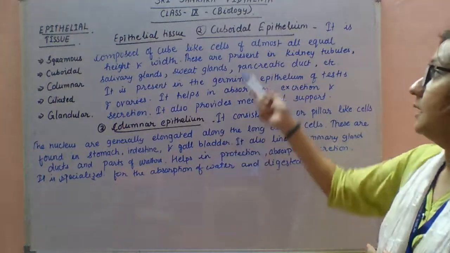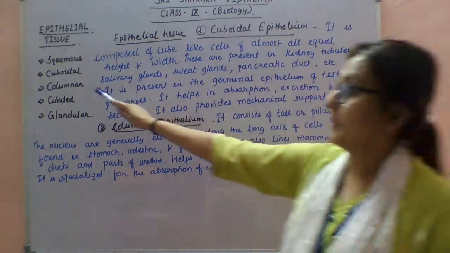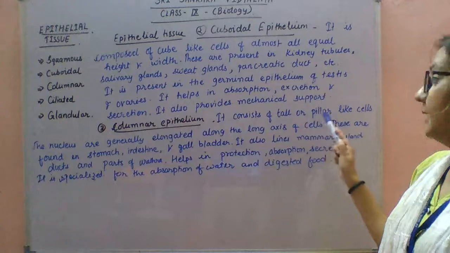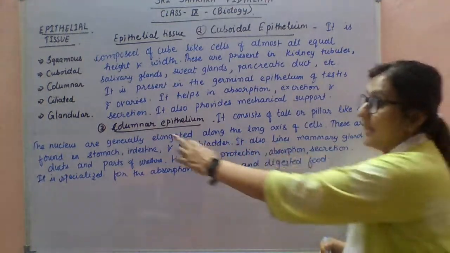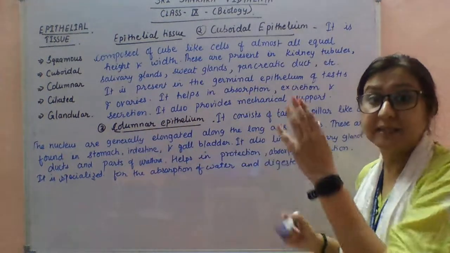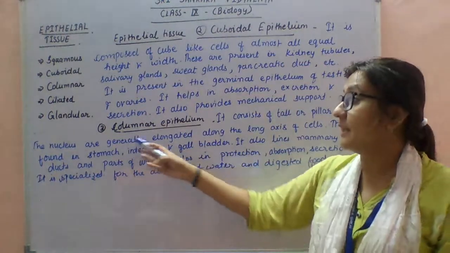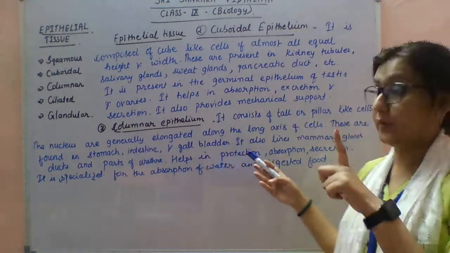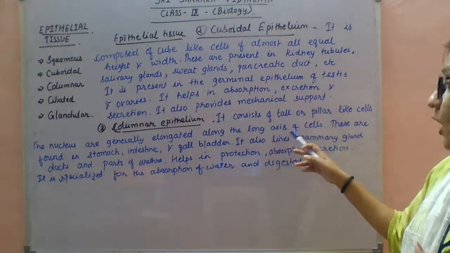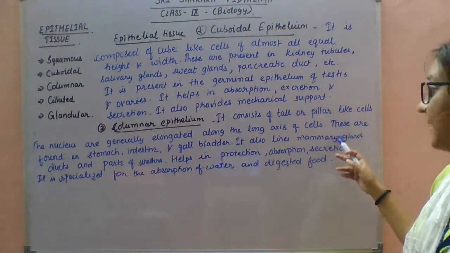And next is the columnar epithelium. Columnar epithelium is like a column. You see, the name itself suggests column, meaning a pillar-like shape and structure. The nucleus is generally elongated along the long axis of the cells.